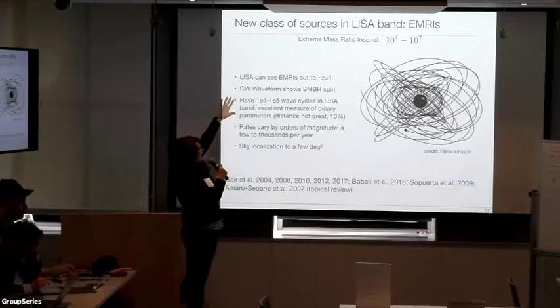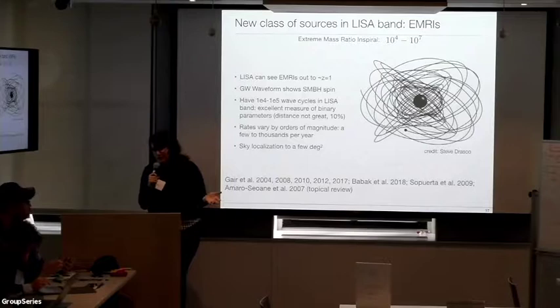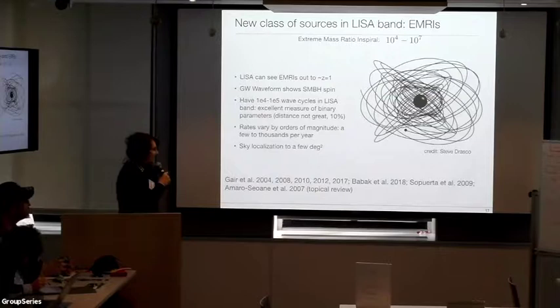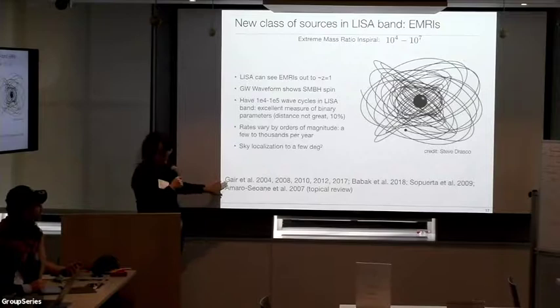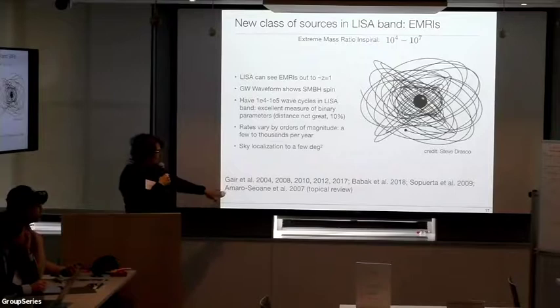The rates, of course, vary by orders of magnitude. With LIGO, this also varied quite a lot in the early days. This is still true here until we make the first detections. And sky localization is good to a few square degrees for these sources. I should mention, John Gehr has done a lot of work on this. He's not here today, but a lot of his papers are very good. And there was a recent overview by Pau here on EMRIs.